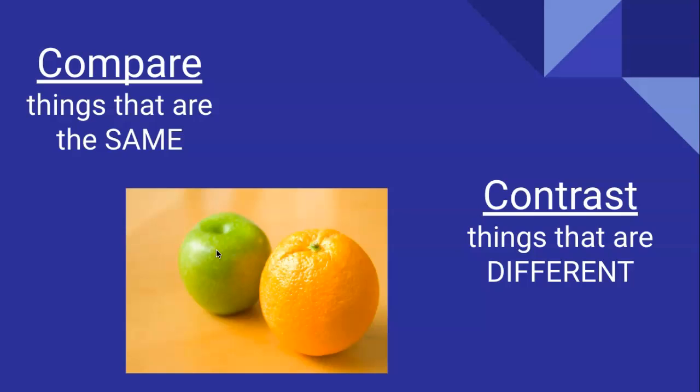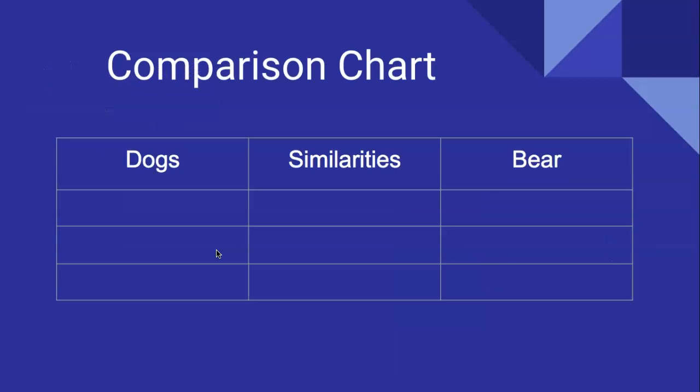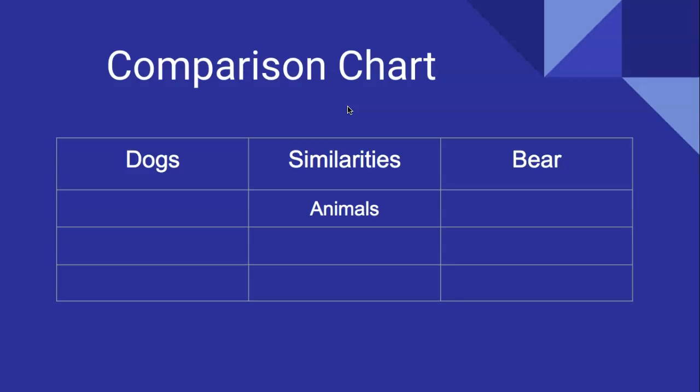So what we're going to do is compare the difference between a dog and a bear. And they're also going to find some similarities between a dog and a bear. All right, so let's start with some similarities. What do you know about a dog and a bear that's the same? That they're animals. Yeah, definitely, they're both animals.